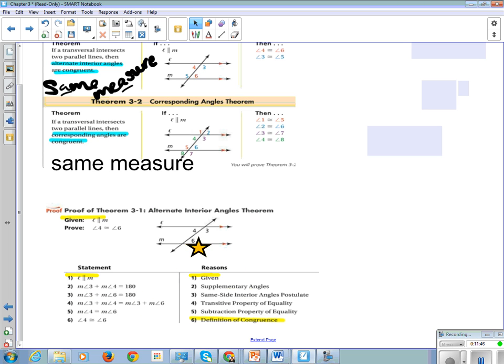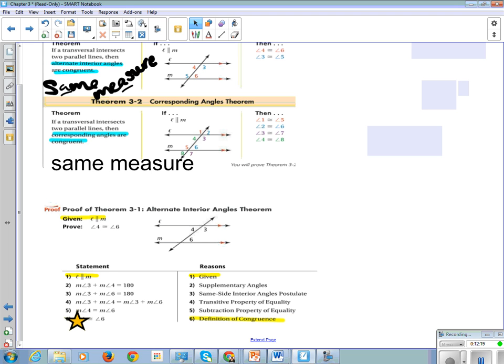So the measure of angle 3 plus the measure of angle 6 is also 180 degrees because of the same side interior angles postulate. Then we substitute. If both of these are equal to 180, we substitute the 180 and put in angle 3 plus angle 6. And we can use the transitive property of equality to do that. I will also take substitution. That's also valid.